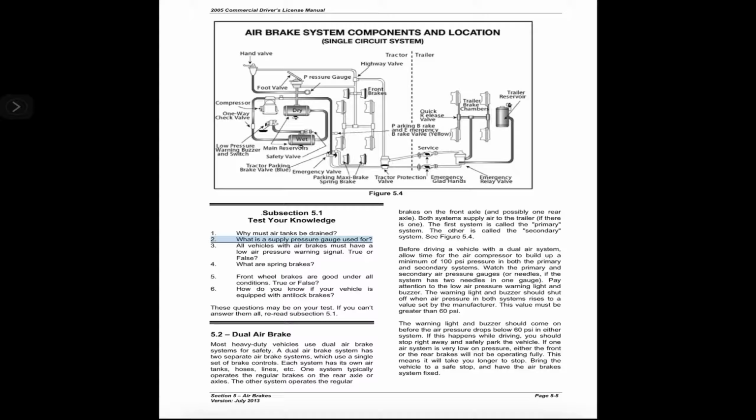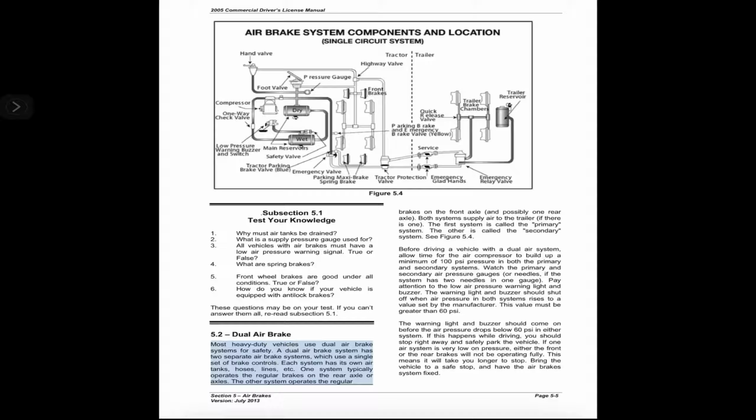Subsection 5.1, Test your knowledge. 1. Why must air tanks be drained? 2. What is a supply pressure gauge used for? 3. All vehicles with air brakes must have a low air pressure warning signal. True or false? 4. What are spring brakes? 5. Front wheel brakes are good under all conditions. True or false? 6. How do you know if your vehicle is equipped with anti-lock brakes? These questions may be on your test. If you can answer them all, reread subsection 5.1.